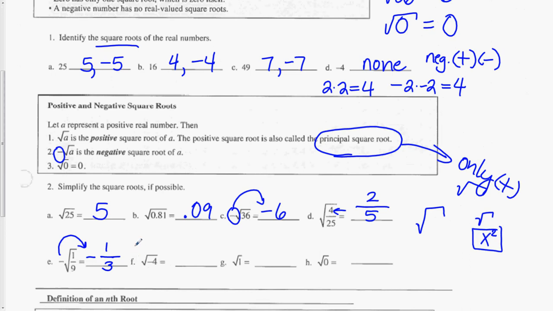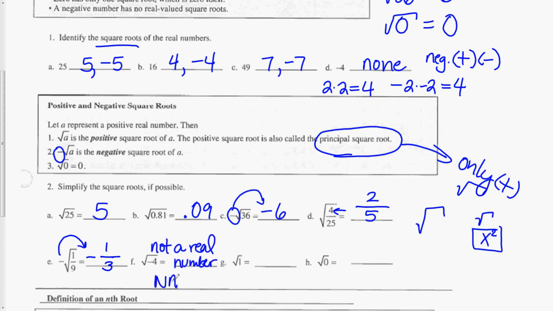Now look at F, square root of negative 4. Remember up at the top we said that if you have a negative, you cannot really take the square root of it because two numbers times themselves can't equal a negative. You have to have positive, positive, or negative, negative. So for our purposes, right now, until we get to the end of this chapter and we talk about how to deal with negatives underneath, this is not a real number.